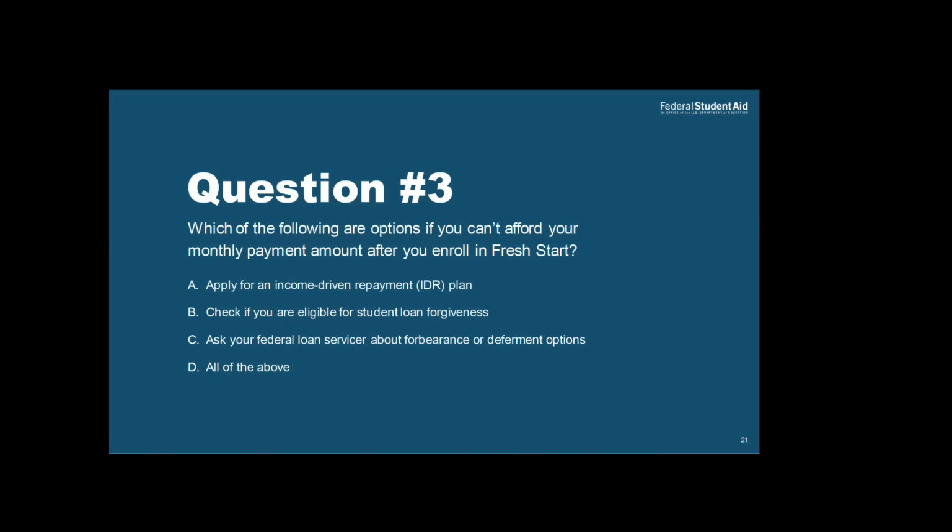Which of the following are options if you can't afford your monthly payment amount after you enroll in Fresh Start? Is it A, apply for an income-driven repayment plan? Is it B, check if you are eligible for student loan forgiveness? Is it C, ask your federal loan servicer about forbearance or deferment options? Or is it D, all of the above?